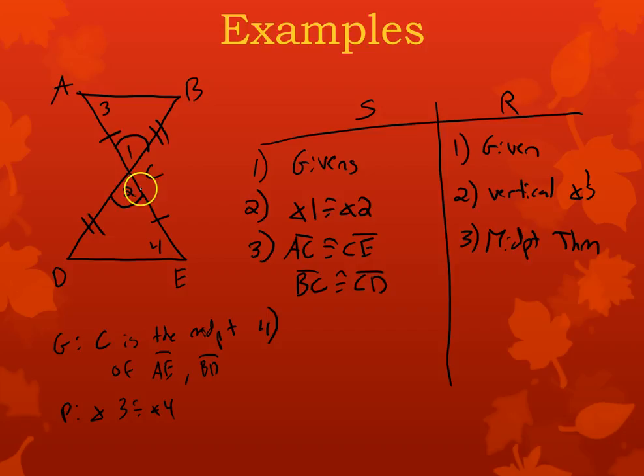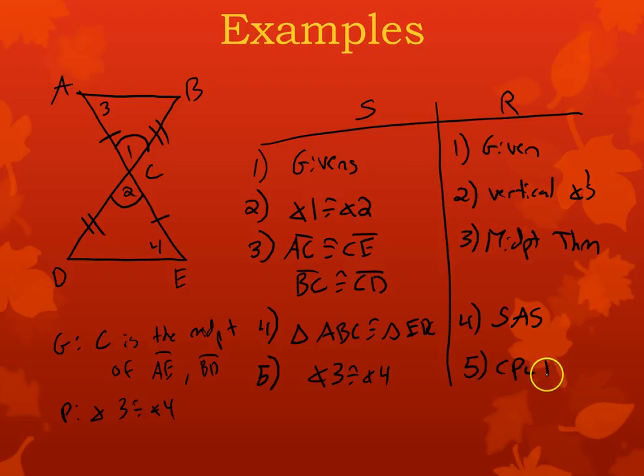And now I have all the information I need to say the two triangles are the same. So triangle ABC is congruent to triangle EDC by side angle side. And now, because the two triangles are the same, I can say 3 and 4 are congruent because CPCTC, corresponding parts of congruent triangles, are congruent.